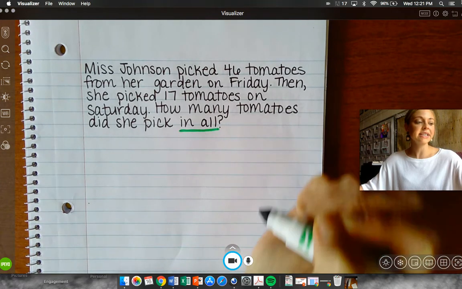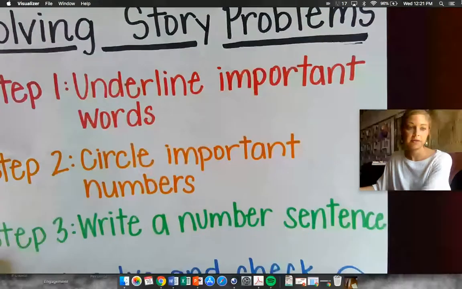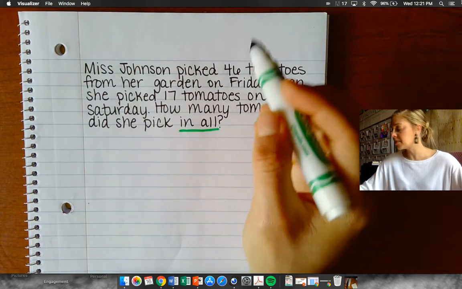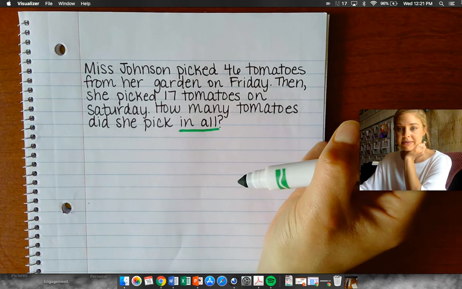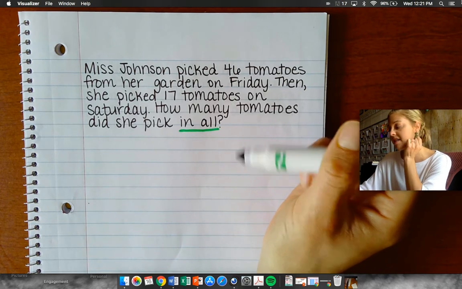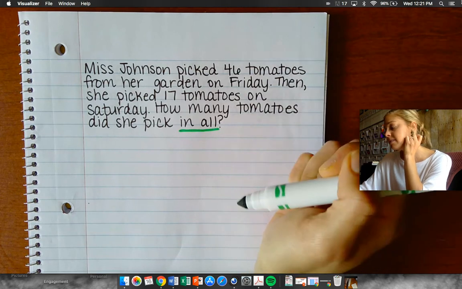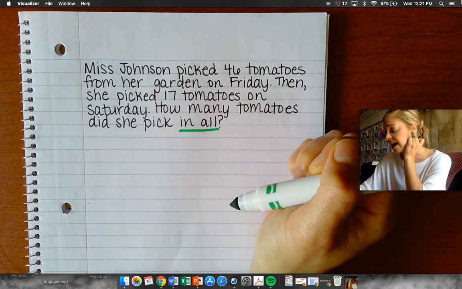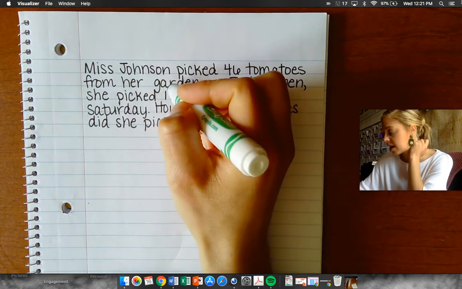And then my second step is to circle important numbers. Okay, so I'm going to circle important numbers. I see the numbers 46 and 17. Now, I don't always have to circle every single number, but I think these are pretty important in the problem because I picked 46 tomatoes and then I picked 17 as well the next day. So both of those numbers I think are important. I'm going to circle those.